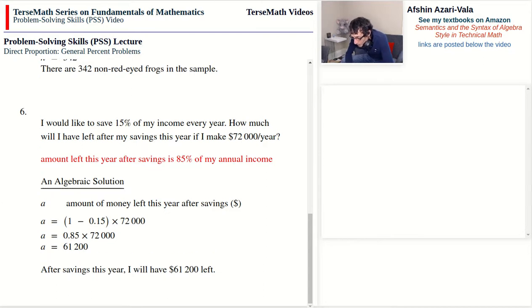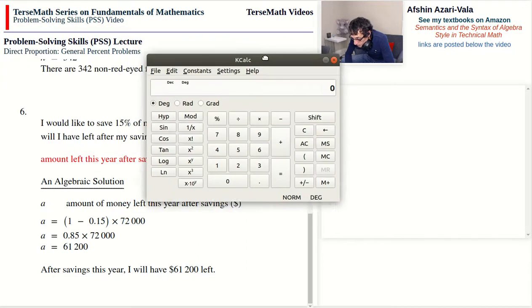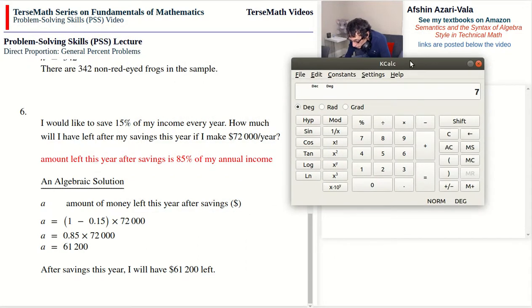Okay, now if I wanted to work this out on the calculator, I would start with the amount of money that I make every year. So with my income, I would enter that first. So let me bring in the calculator. Okay, so I would enter 72,000. If I'm looking for the amount of money that I should save, then I would multiply this by 0.15. I'm trying to find 15% of it, which comes to 10,800.